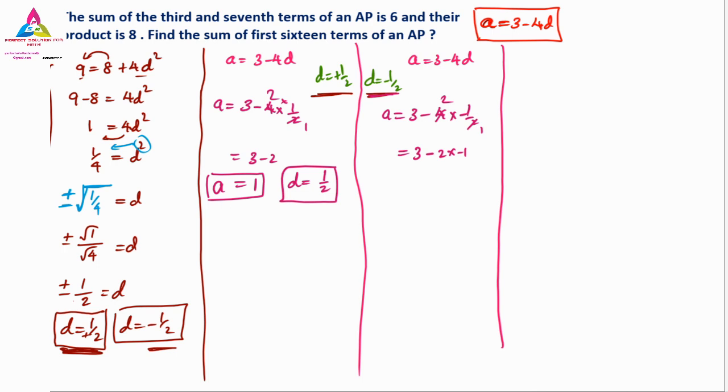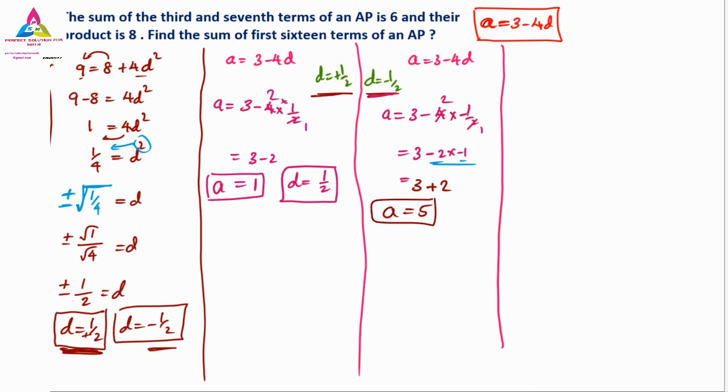So you can check it correctly. Here you have to use the BODMAS rule. First we have to multiply these two, so negative 2 into negative 1. Negative into negative, what are we going to get? Negative into negative, we are going to get positive. 2 1s are 2. So 3 plus 2 is 5. So the a value is 5.